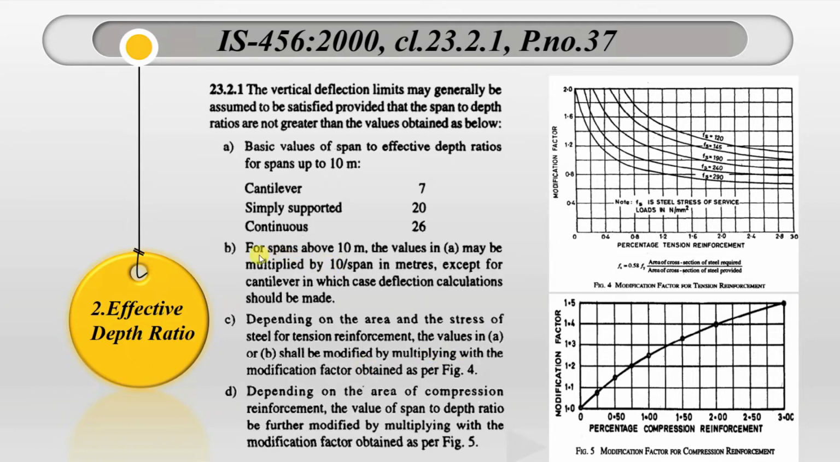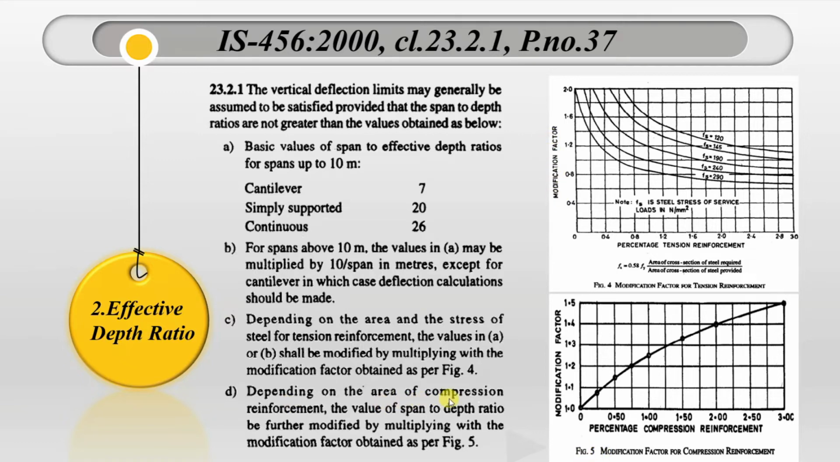In B, for spans above 10 meters, values in A may be multiplied by 10 by span in meters, except for cantilever, in which case deflection calculation should be made. So this is the criteria given. According to that, we can multiply with the modification factor as per figure number 4. Figure number 4 is the modification factor for tension reinforcement. This is the formula to find out the stress. By using this stress and percentage of tension reinforcement, we can find out the modification factor from here.